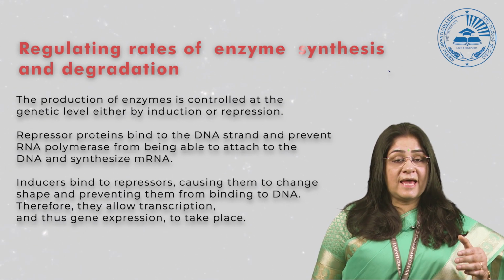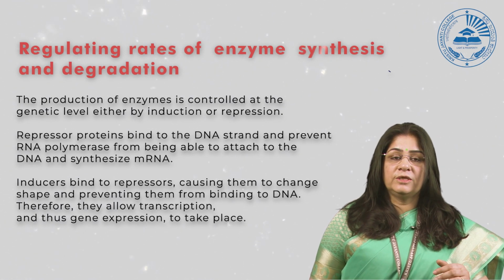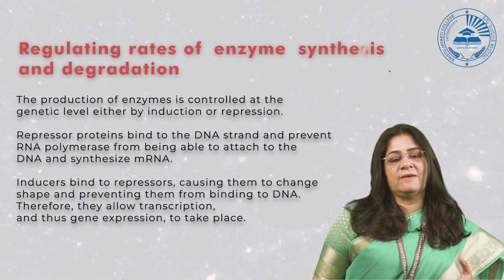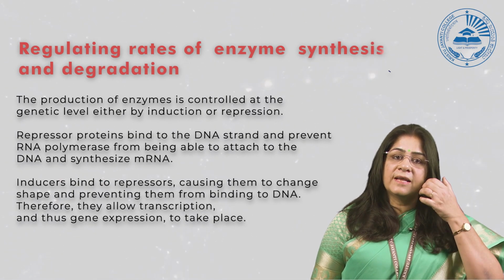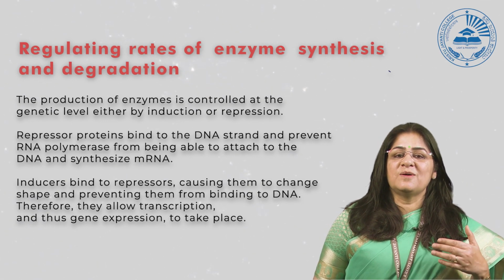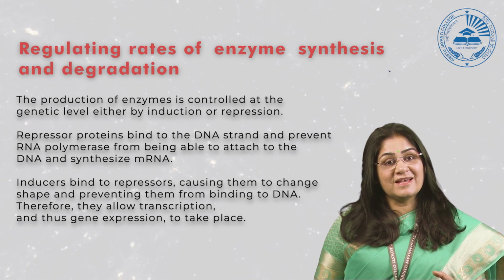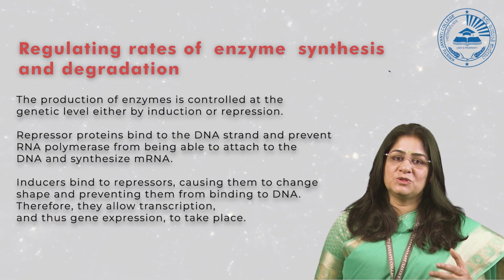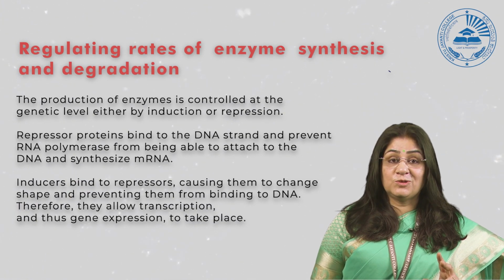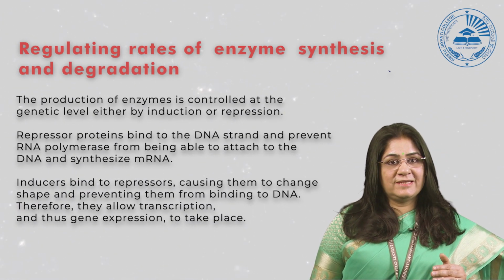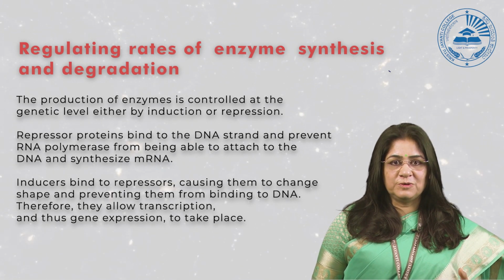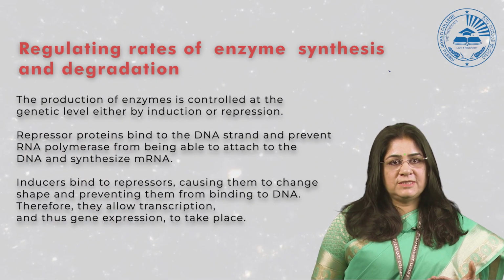And inducers have just the opposite role. What does it do? It goes and binds to the repressor itself, causing it to change shape and preventing it from binding to DNA. So, what happens? You are able to synthesize the enzyme. So, when you require the enzyme, the inducer comes into role. When you want to stop the enzyme, which one comes into role? The repressor comes into role. So, in the slow control or gene expression, two proteins have a major role to play, the repressor protein as well as the inducer protein. Therefore, the inducer allows the transcription and thus the gene expression to take place.